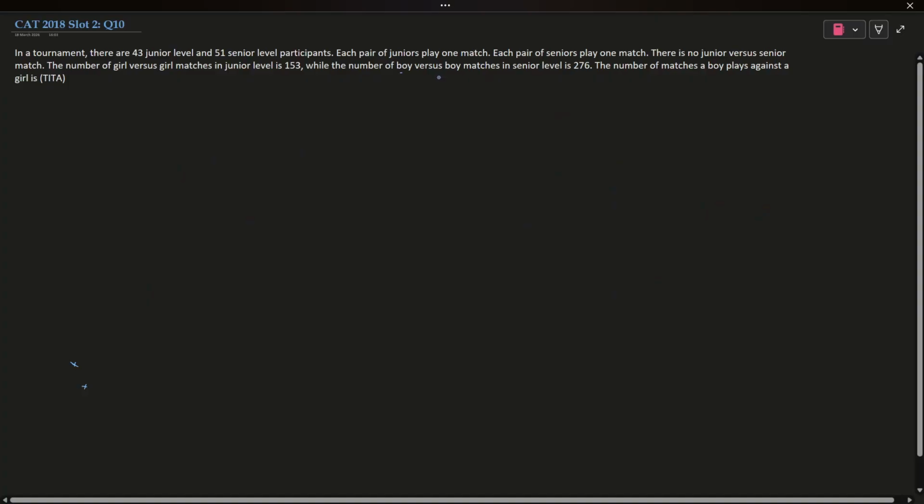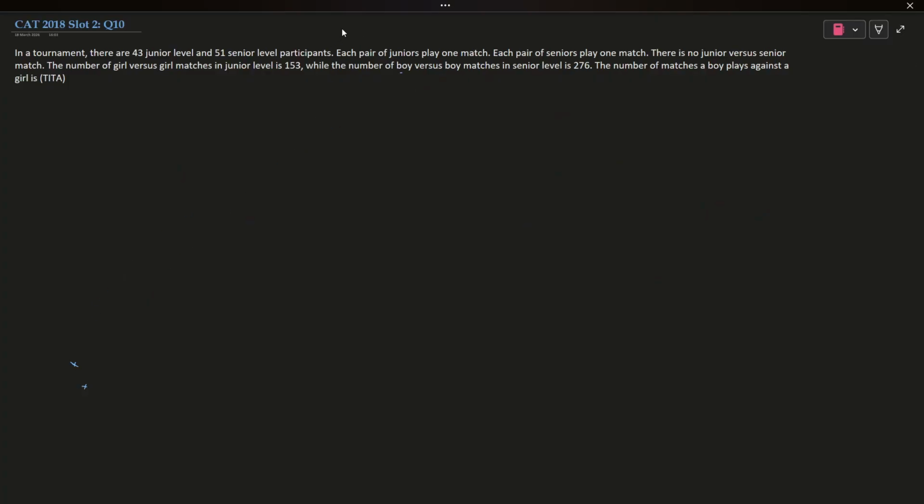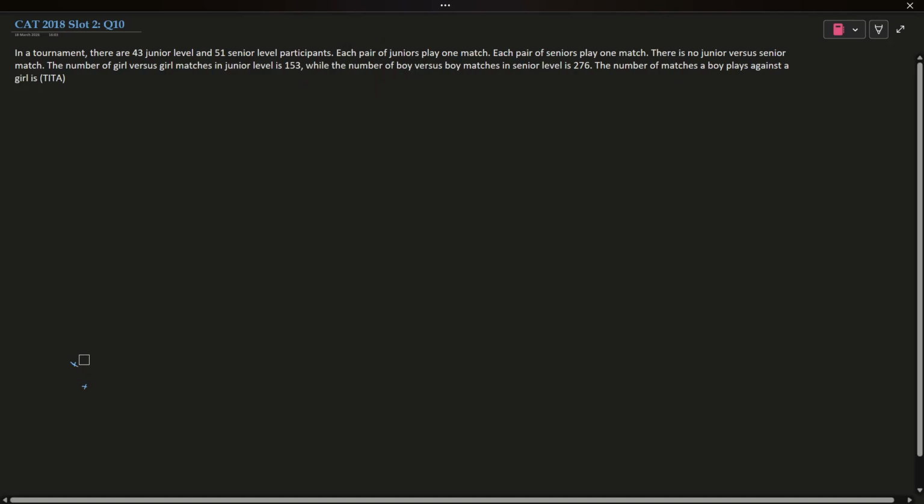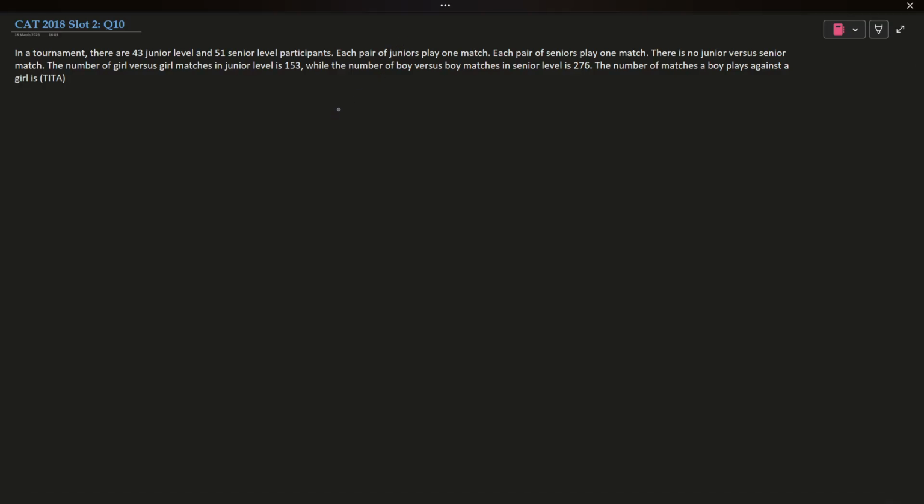In a tournament, there are 43 junior level and 51 senior level participants. Each pair of juniors play one match, each pair of seniors play one match. There is no junior versus senior match. The number of girls versus girl matches in junior level is 153, while the number of boy versus boy matches in senior is 276. Total number of matches a boy plays against a girl is?